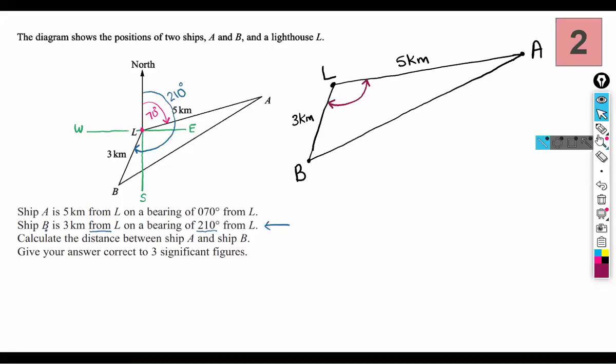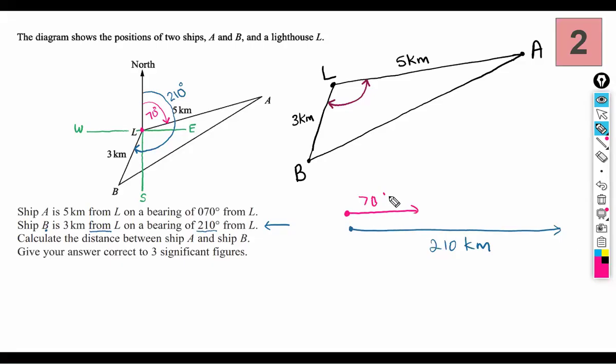How did I get 140? Now, let me put it like this. Let's use straight lines. Let's say I had a race, and the race was 210 kilometers. And then somebody only ran 70 kilometers. How much more of the race does he need to run in order to complete it? Won't it be 210 minus 70?